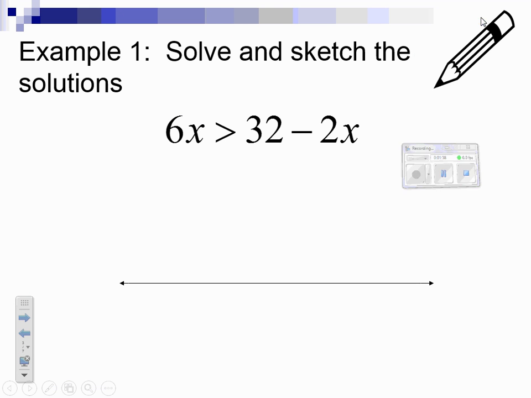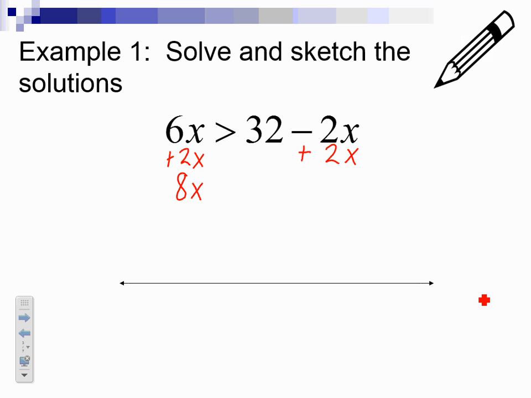You will want to write this one in your notes as well. Here's an example. We're going to work to try to get x by himself. So just like an equation, we're going to go ahead and do inverse operations, adding 2x. 6x plus 2x is 8x. 8x greater than 32. And now dividing by 8, we get x is greater than 4.